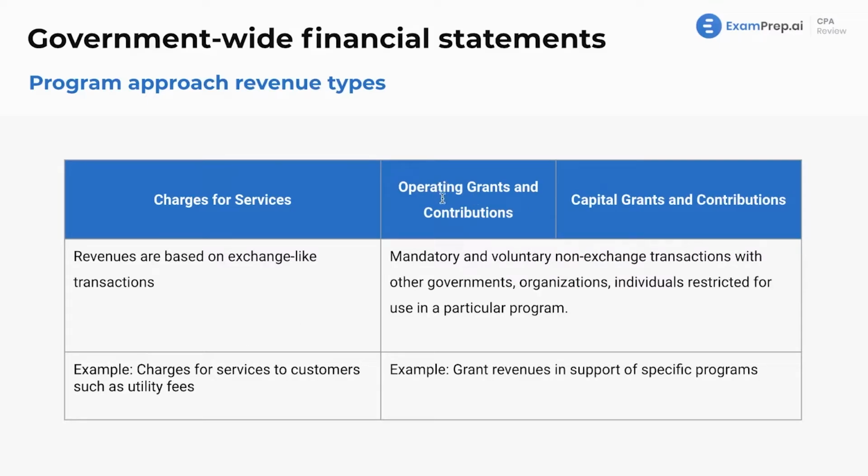However, for operating grants and contributions, and capital grants and contributions, the difference being this grant would be for salaries and wages. It helps you operate. Capital grants is a grant for like a purchase of a capital asset. These are mandatory and voluntary non-exchange transactions with other governments, organizations, individuals restricted for use in a particular program. Examples here are grant revenues in support of specific programs. Again, the sciences are a great example.